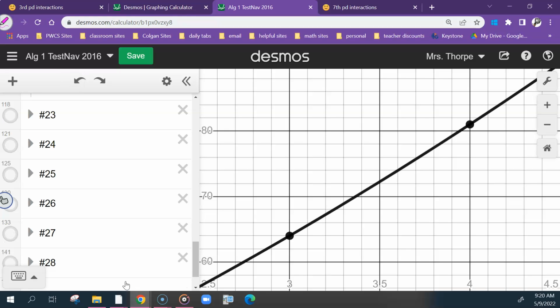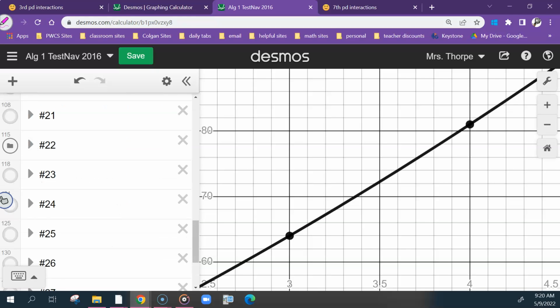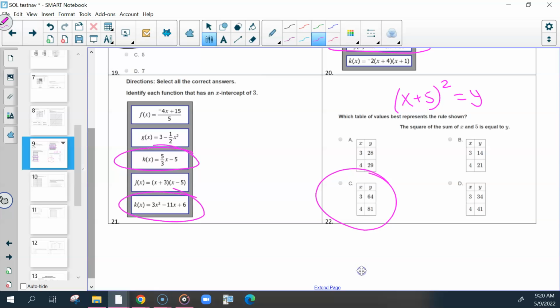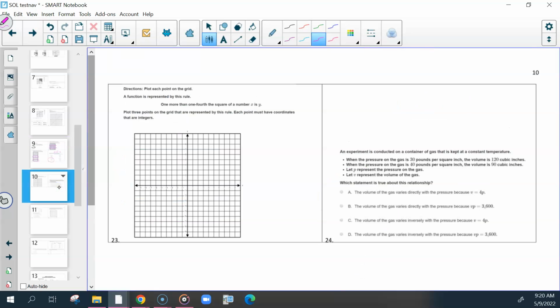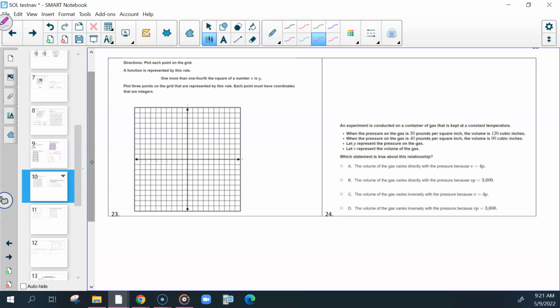Okay. 23 is similar to 22, where you have to be able to translate this expression or equation into an actual expression or equation. So let's do that first. So 1 more than 1/4 the square of a number x is y. How would we write that?